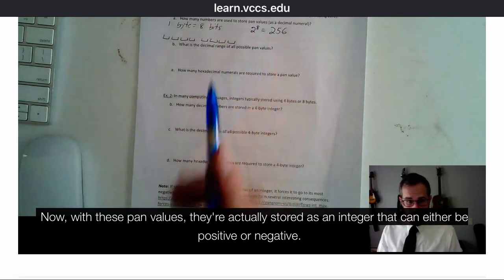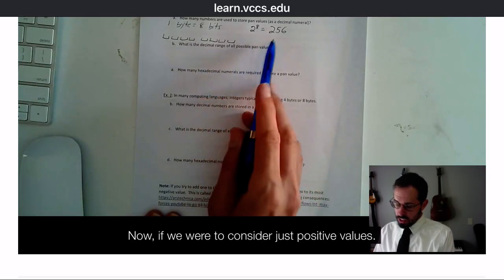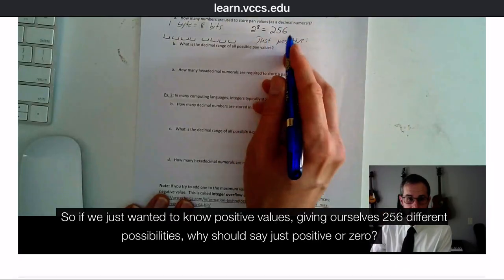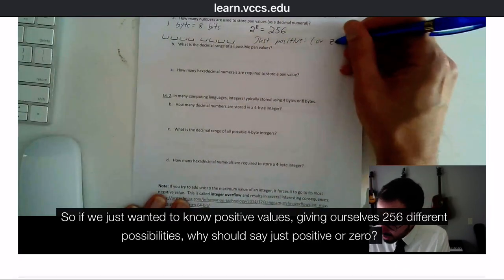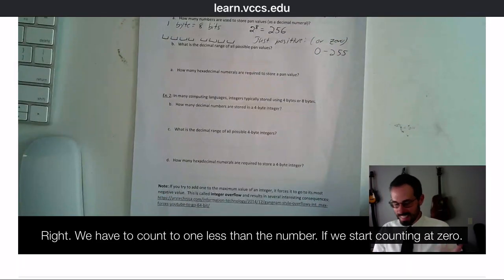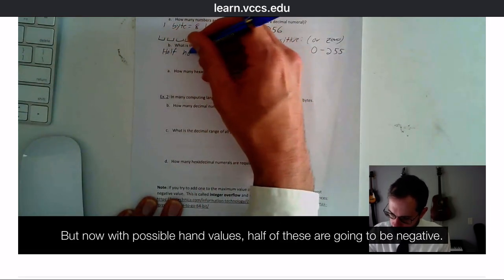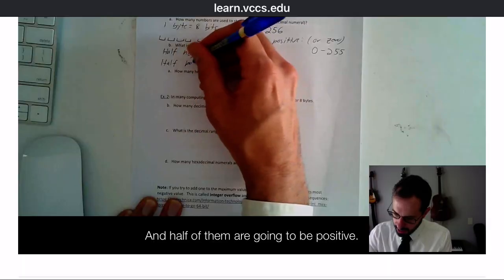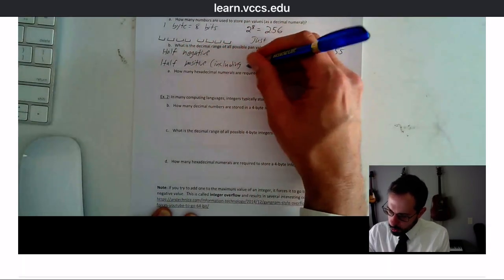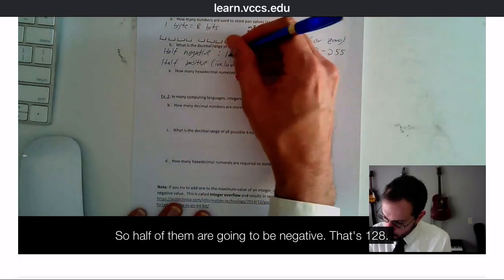Now, with these pan values, they're actually stored as an integer that can either be positive or negative. If we were to consider just positive values, giving ourselves 256 different possibilities, well, I should say just positive or 0, if we start counting at 0, we could go up to 255. We have to count to 1 less than the number if we start counting at 0. But now, with possible pan values, half of these are going to be negative, and half of them are going to be positive. We can talk about this in a little bit more detail in a second, but if we include 0 in our positive numbers, we have 256 different values that we can store for this pan. So half of them are going to be negative. That's 128.